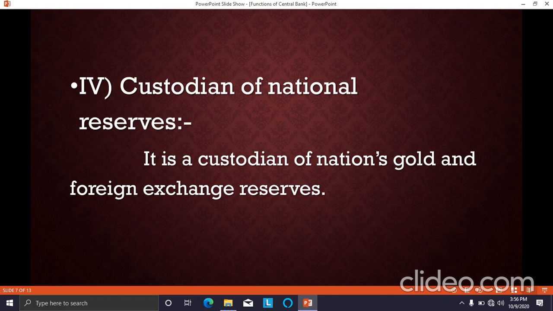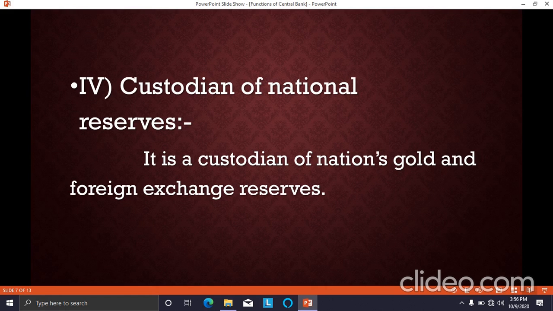Then central bank acts as the custodian of gold reserve. That means a certain amount of gold has to be maintained by the central bank. Whatever amount of currency notes are issued by the central government, the same amount of gold they have to keep by way of a reserve. Why is it so? Why do they have to keep gold of the same value as the currency notes which they are issuing in the market? So it is a guarantee.